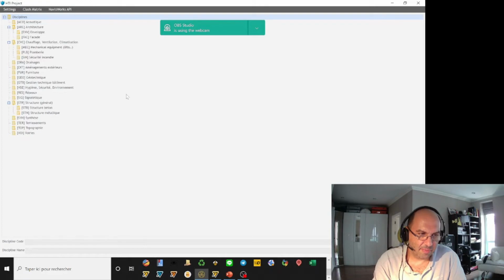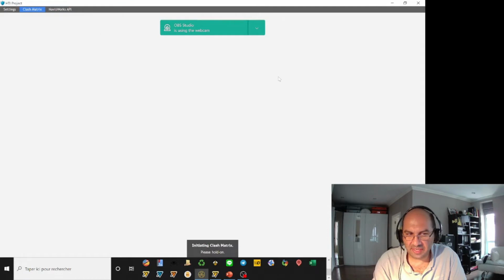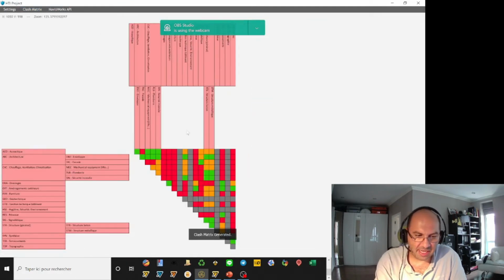I also entered here the tree view of my disciplines, which is pretty simple for this project, but at least 20 disciplines, which means 400 divided by 2, 200 clash tests to be operated and documented. So we need here to define the tree view of disciplines, and probably for people working with systems, a tree view of systems and subsystems. From this, I can generate in a couple of seconds the clash matrix, and this clash matrix is dynamic.